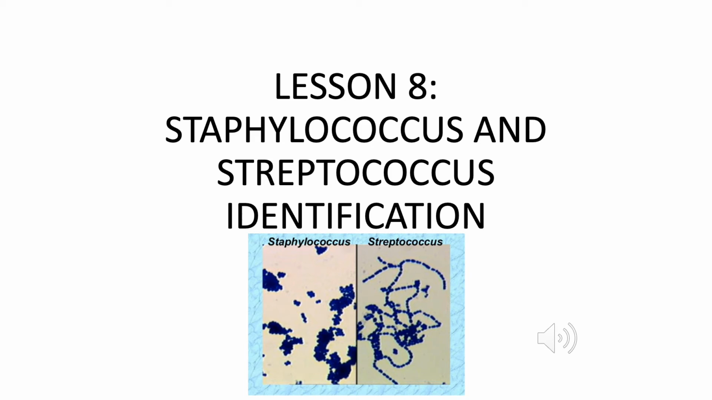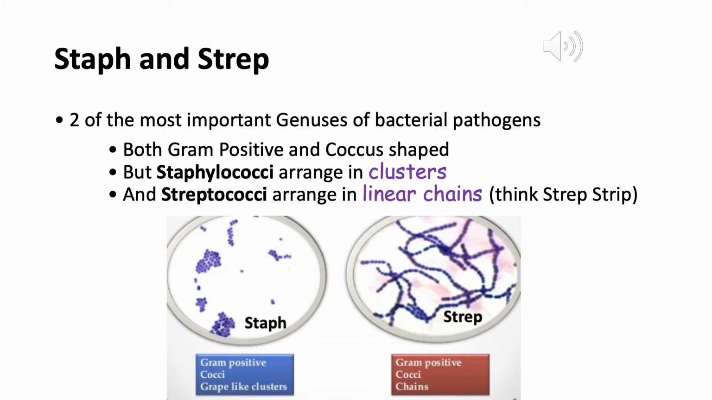The lesson for this week is about Staphylococcus and Streptococcus, and we're going to learn the different tests to identify them. Staphylococcus and Streptococcus are two of the most important genuses of bacterial pathogens that cause infections in humans. So you've heard of staph infections and you've heard of strep throat. Those are examples of the infections, but there are other examples as well.